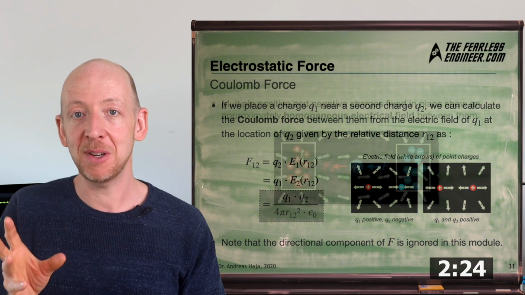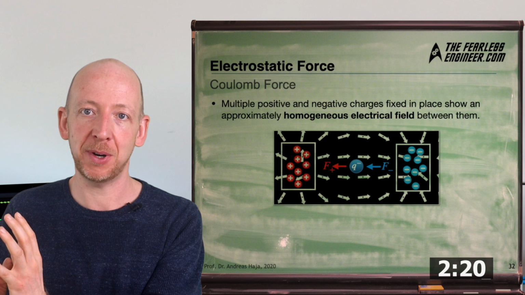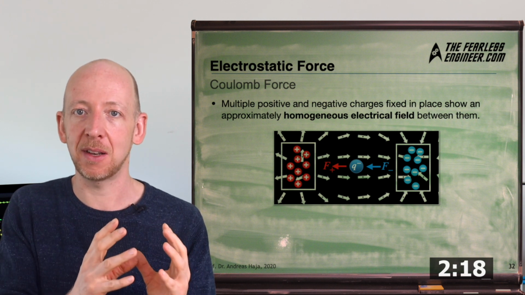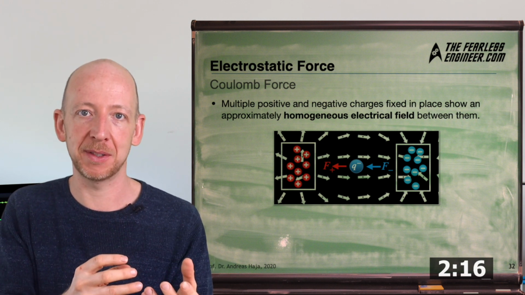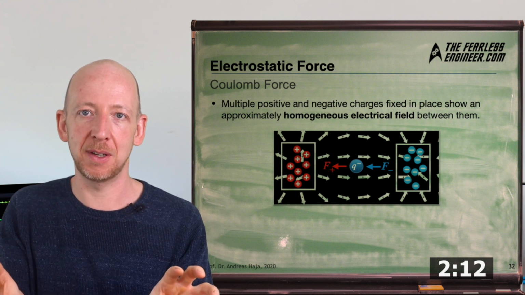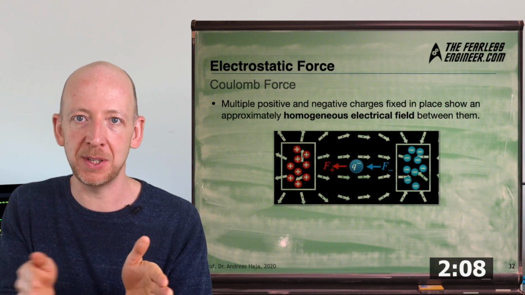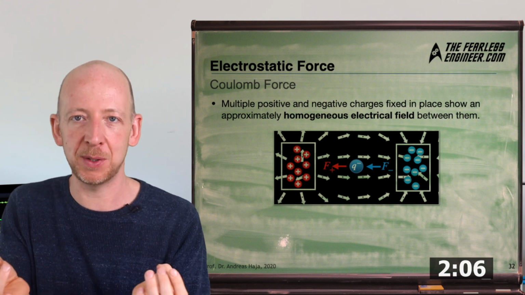And if you look at this diagram here, what you can see on the left side is a cloud of positively charged particles, and on the other side you can see a cloud of negatively charged particles. And if you place these multiple particles at a certain distance from each other, somewhere in space, what you get is an approximately homogeneous electrical field in between these two clouds.